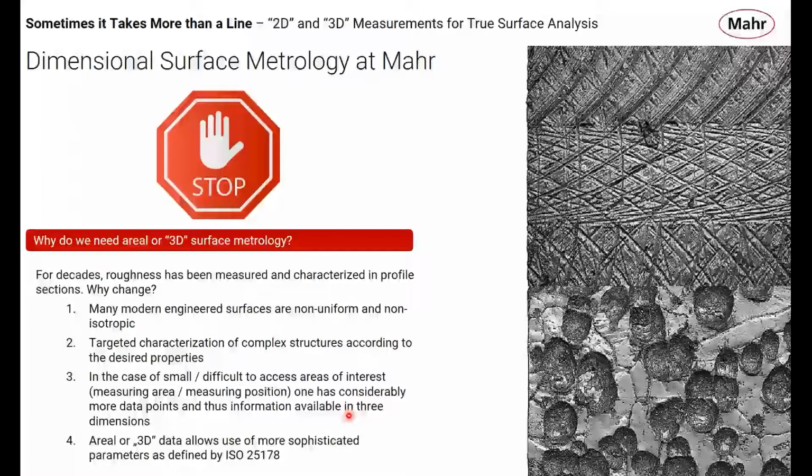Related to that, but slightly different, is where I was talking a little bit about mechanisms. With the 3D, we can target our analyses, we can target how we assess the surfaces to look at specific in-service performance and how we can best characterize that. So looking at these complex structures, how do they perform in service, and how can we measure dimensions, information that talks to how they perform in service.